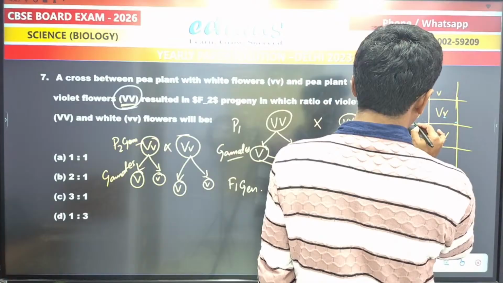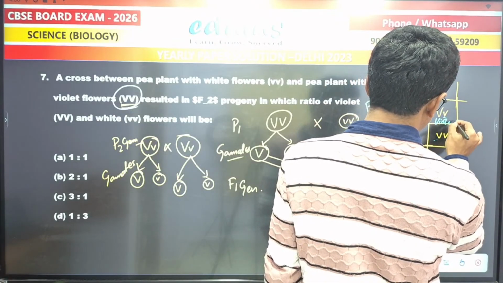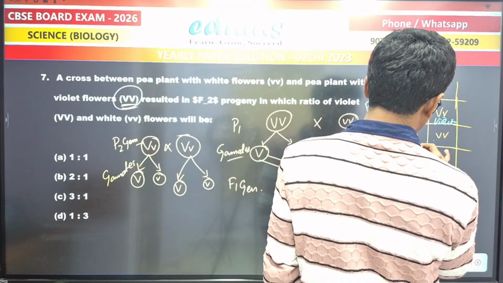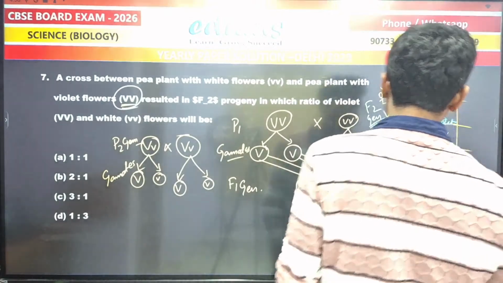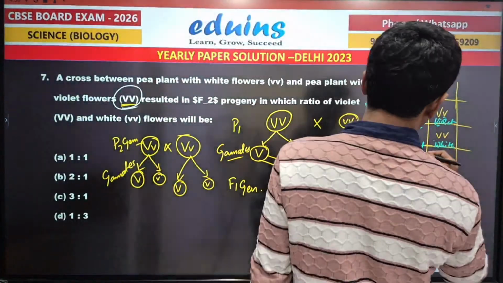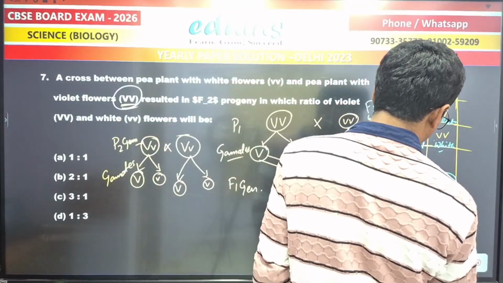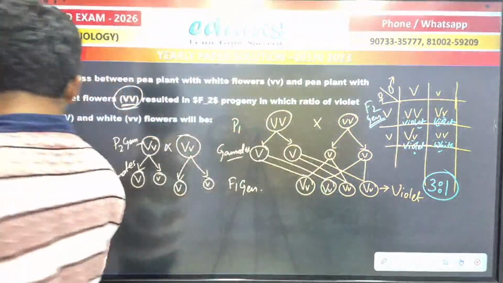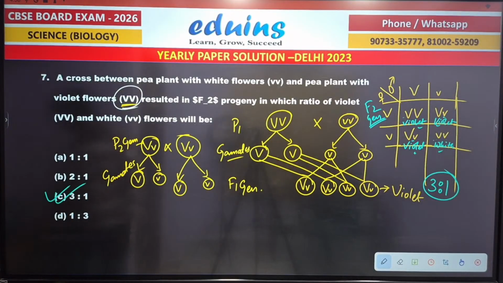This is violet, this is also violet, this is also violet, this is white. Okay, so 1, 2 and 3, and white is 1, that is 3:1. So the option C is the correct answer, that is 3:1.